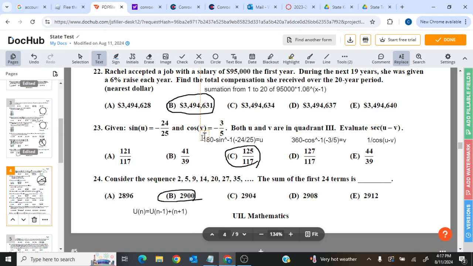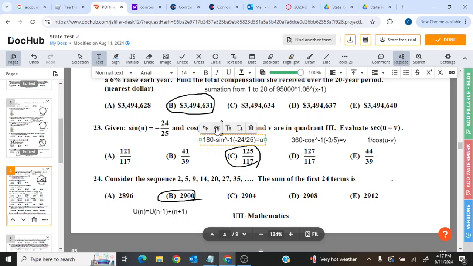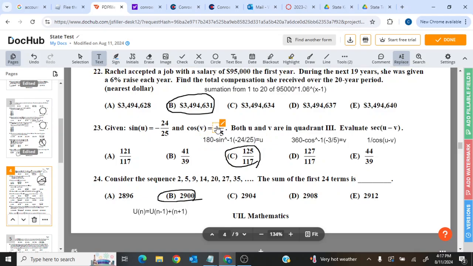Well, since they're in quadrant 3, to convert from sine, you get sine negative 1 of negative 24 over 25. That will get you some negative value that's down here. You need to get to the equivalent value over here in quadrant 3. You need to get from here to here, which means you need to do 180 minus this angle right here, which will be negative, which will essentially add it to the 180 degrees on this side and get the corresponding side. So 180 minus sine negative 1 of negative 24 over 25 will get you angle u.